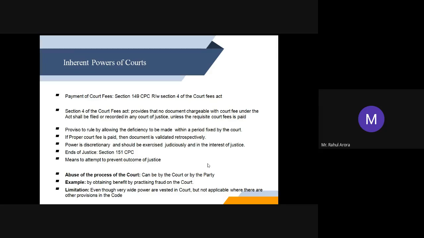Similarly, a party to the litigation may also be guilty of abuse of the process of the court, for example, by practicing fraud upon the process of the court and thereby going for vexatious, obstructive or dilatory tactics. Limitation. What is the limitation? Even though the powers given under Section 151 are very wide and are vested in the court, they are not applicable where there are other provisions in the Code.